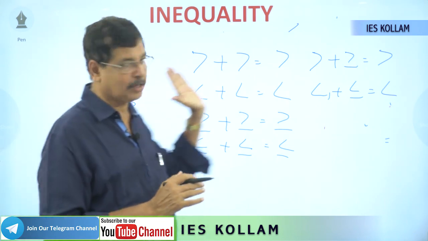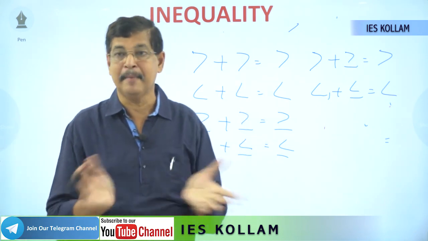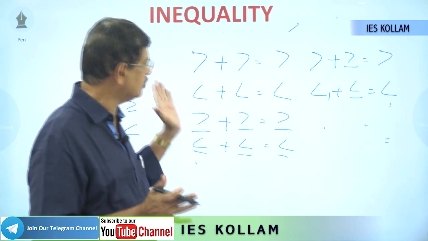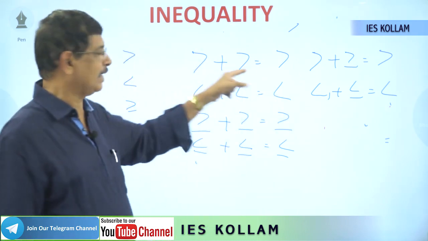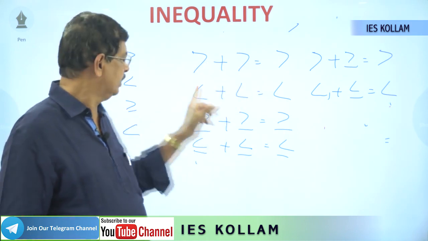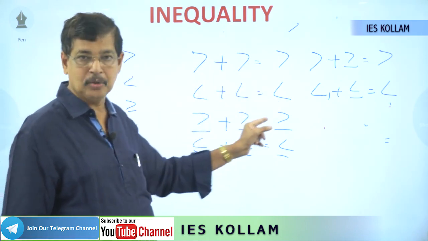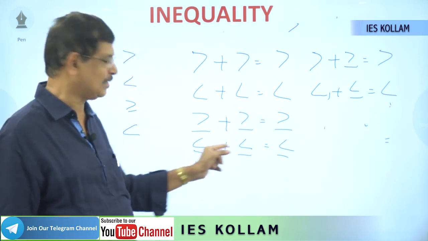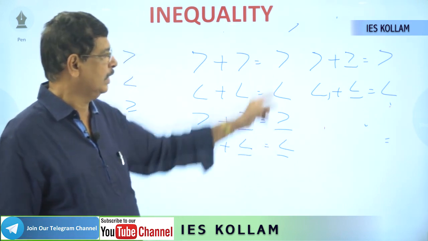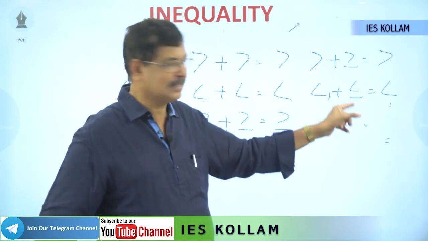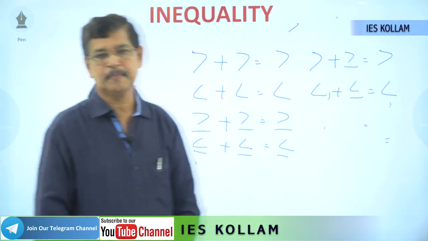These are the things you have to remember for combining two inequalities. Greater than plus greater than, the direction should be the same. Less than plus less than. Greater than or equal to plus greater than or equal to, greater than or equal to. Less than or equal to plus less than or equal to, less than or equal to. Greater than plus greater than or equal to, greater than. Less than plus less than or equal to, less than.